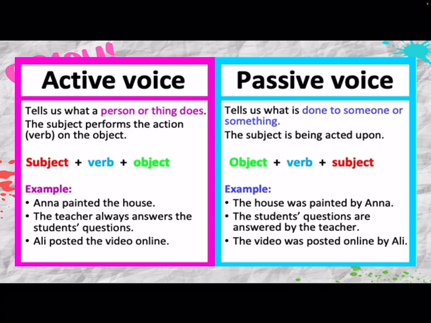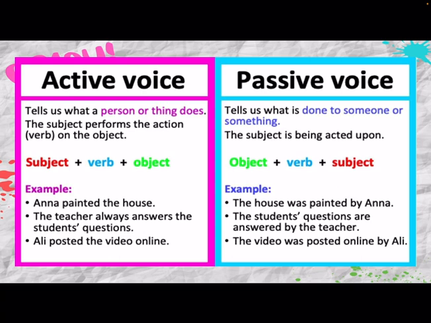The passive voice, or the passive sentence, tells us what is done to someone or something. The subject is being acted upon. Okay? For example, the apple is eaten by Ali. So this is the difference between the active sentence and the passive. And let me tell you something: in the active sentence, the subject is a must. Yani, for example, you should have a subject in the sentence. In the passive voice, you can neglect, you can ignore the subject.